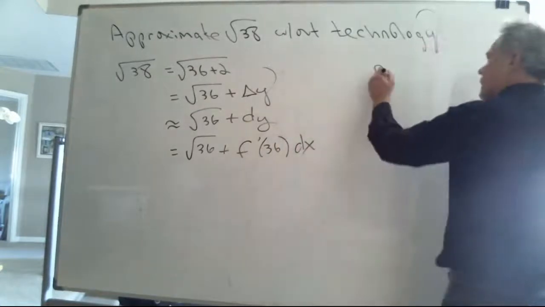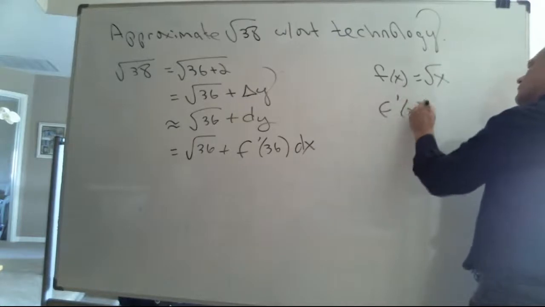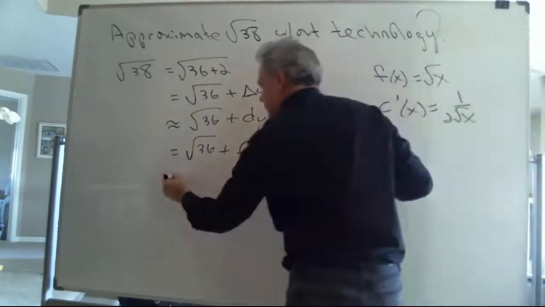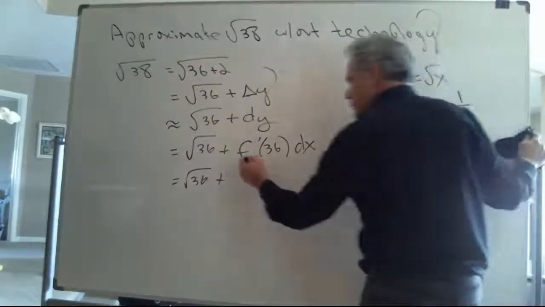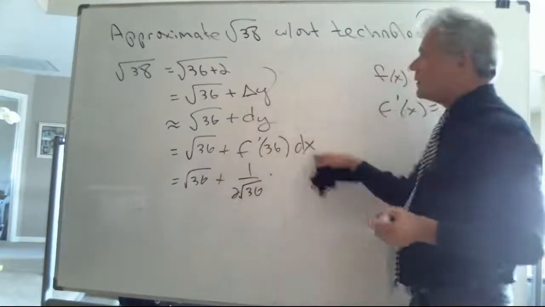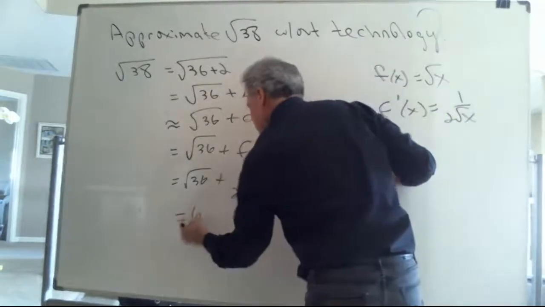Now, the function f is this. So here's the square root. So I think I've got the square root of 36 plus f prime of 36, which is this. That dx is that small deviation in the x direction. But it's not going to give me this.